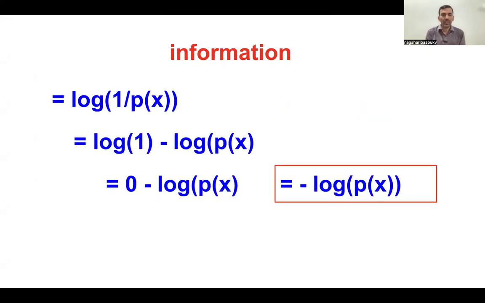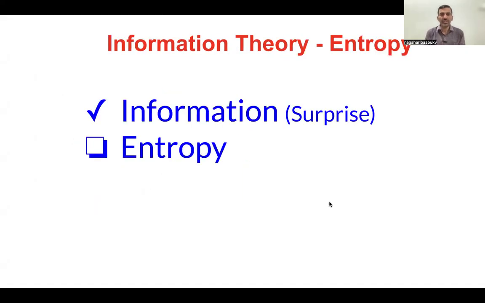Right? And so log of 1 by p of x, where log a by b is log a minus log b, becomes log 1 minus log p of x. Log 1 is 0. It becomes minus log of p of x. So information is minus log of p of x. So this is the information theory, right? Now we'll get into the entropy.